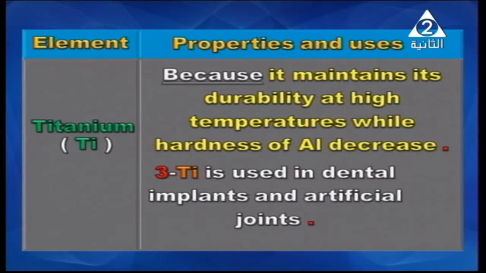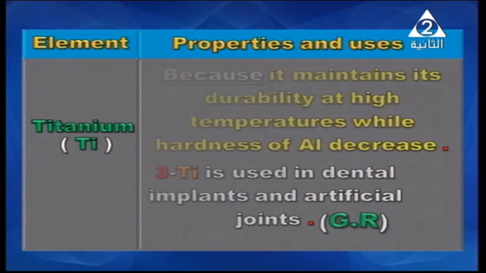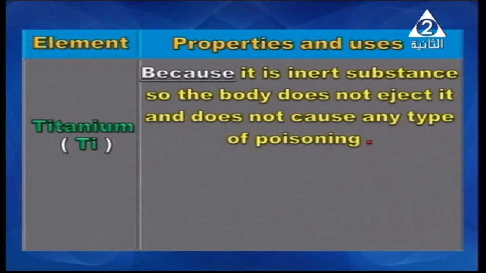The third point, which is the use of titanium itself: it is used in dental implants and artificial joints. And we have given the reason for this point. We find that it is an inert substance, so the body doesn't eject it and it doesn't cause any type of poisoning.